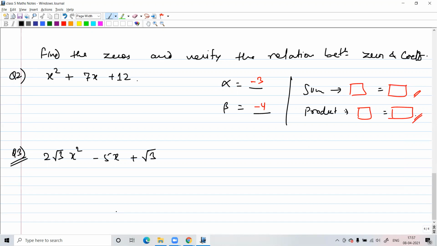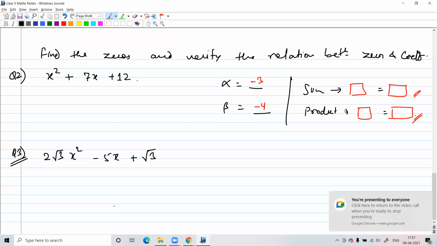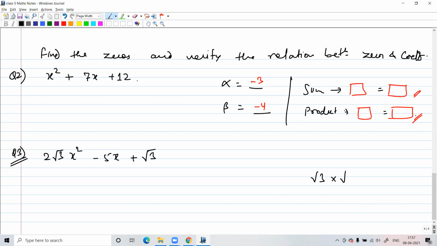Actually, we had solved a question like this in 9th standard, I think. Sir, how will we factorize it? Same logic. Whatever you do normally for splitting the middle term, it will be same logic. Only thing you need to keep in mind is, remember that when you multiply root 3 with root 3, what do you get? You get a 3.